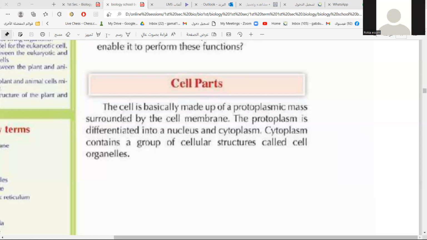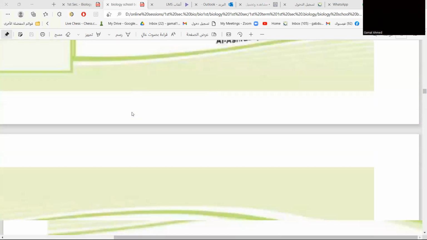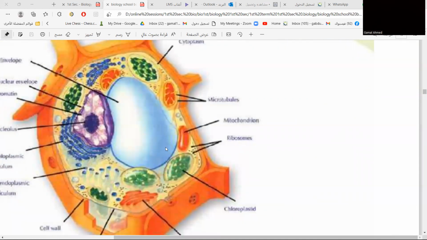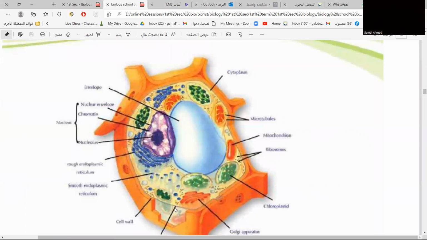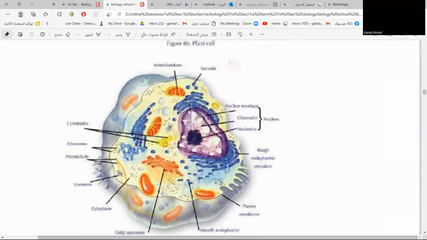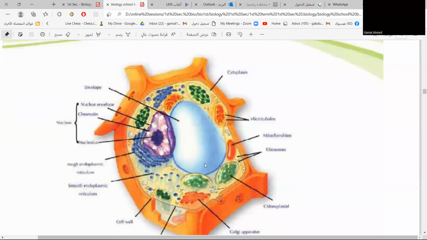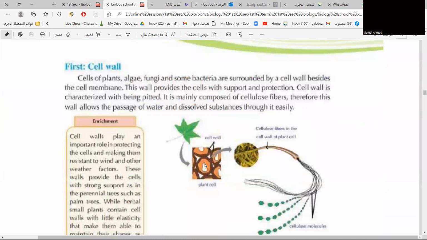Yes. Today, inshallah, we're going to start talking about the cell ultrastructure, the details inside the cell, the components of the cell. We said that the cell protoplasm is made of cytoplasm and the nucleus, and it is surrounded by a membrane in the animal cell, and by a membrane and a wall in the plant cell. So let's start with the cell membrane and the cell wall.